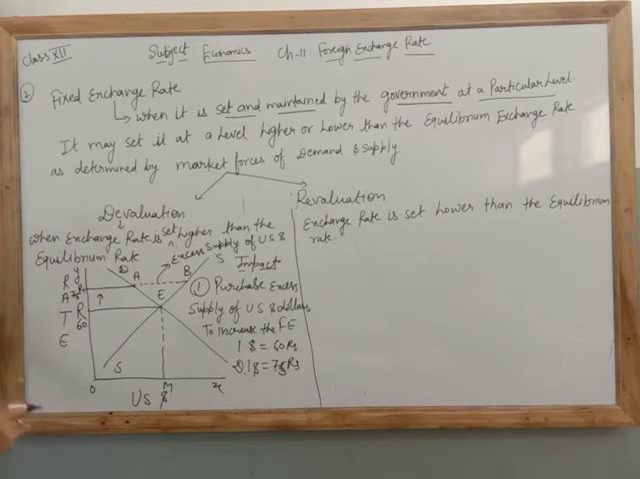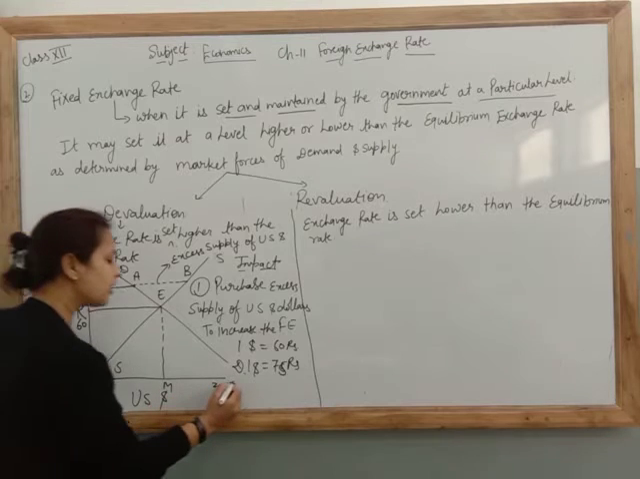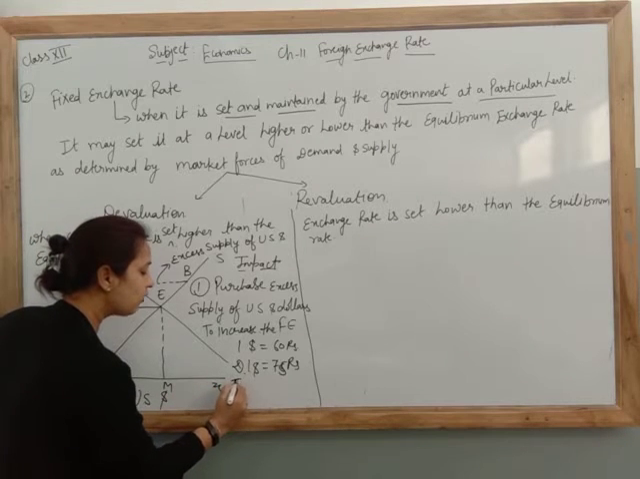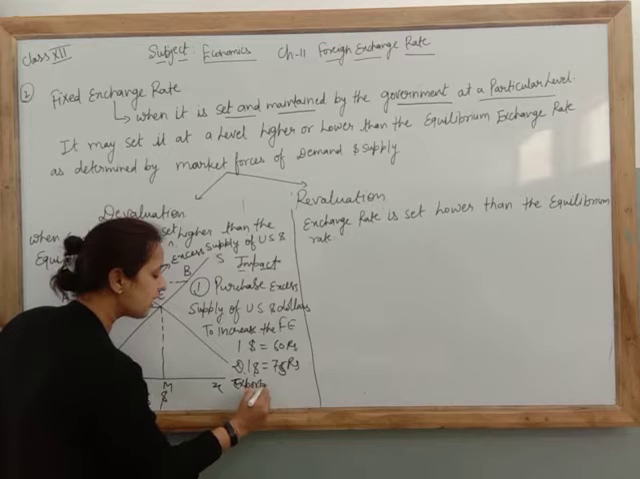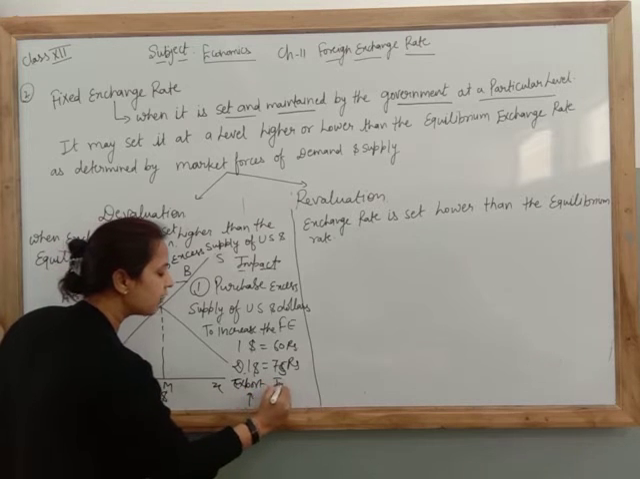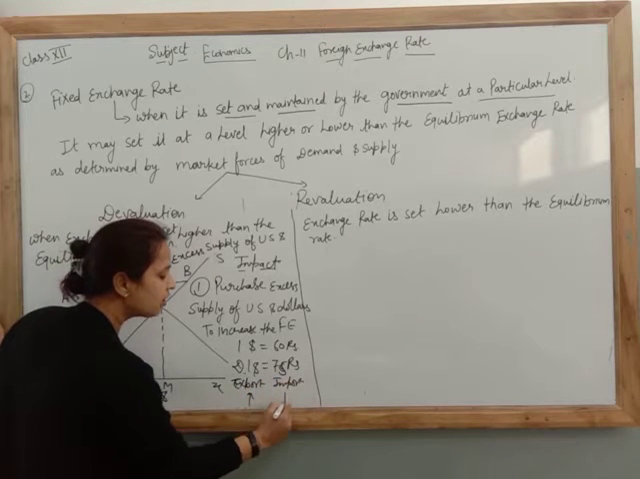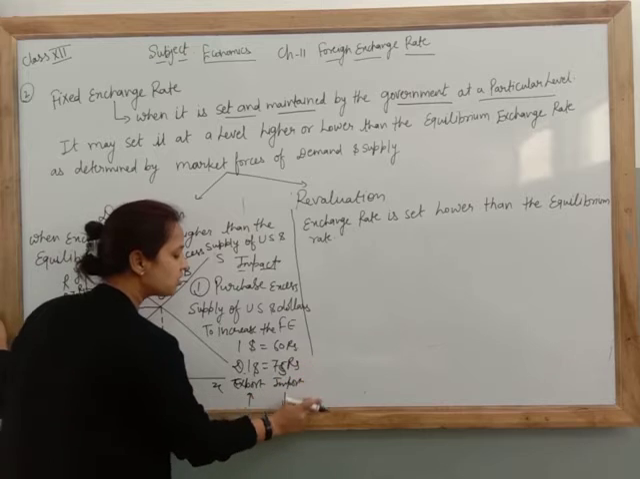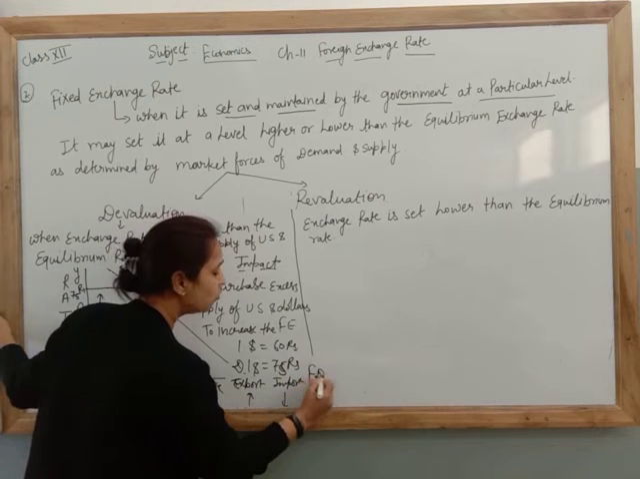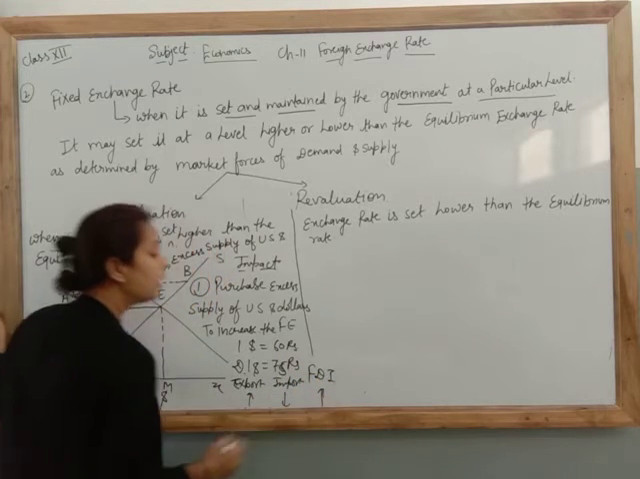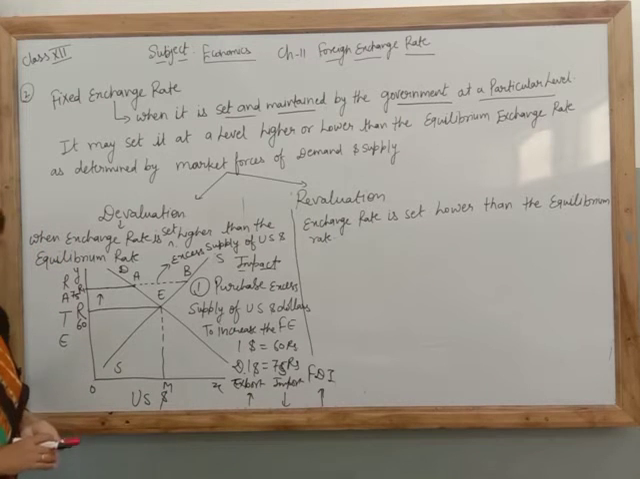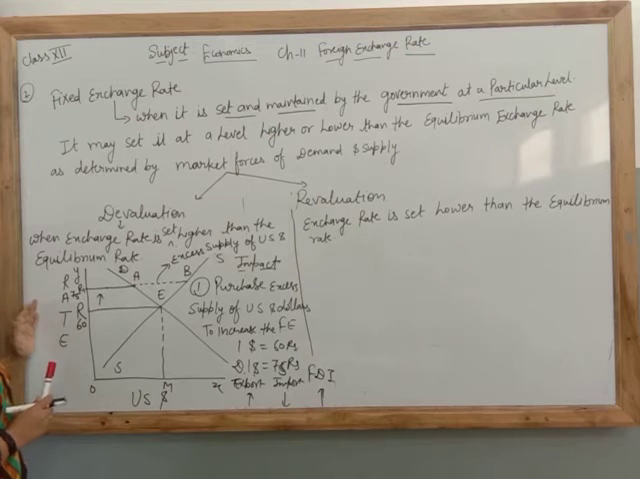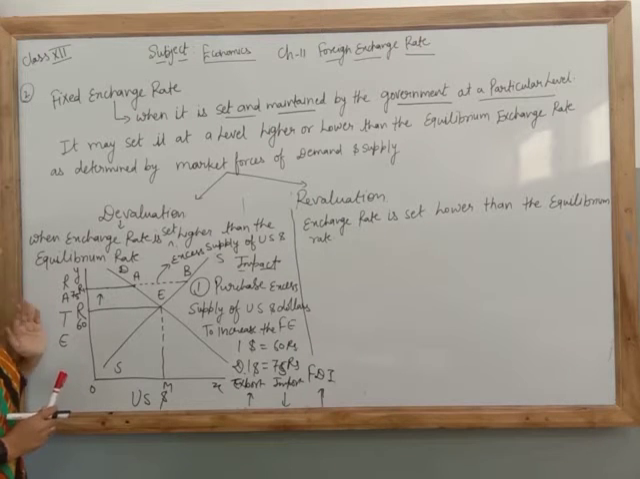When the purchasing power of US dollars increases, our exports will increase. So when the government wants to increase exports and decrease imports, in that condition also the government does the devaluation of the domestic currency, or when the government wants to increase FDI from the international market. That's why the government devalues the domestic currency.